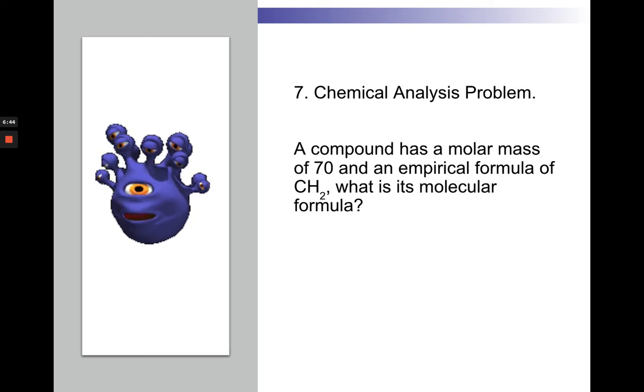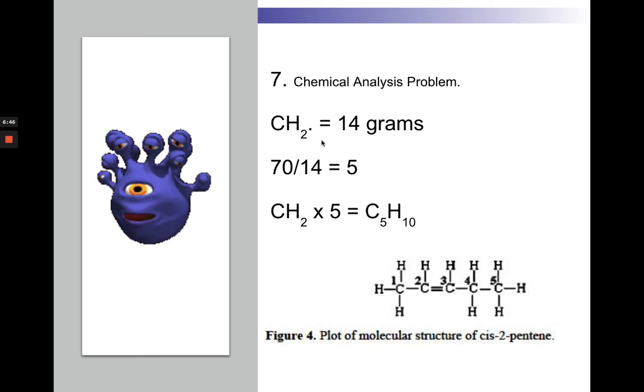Do you remember the steps? Well, the first thing you're going to do is figure out the empirical formula mass. So carbon is 12 and each hydrogen is 1, giving us 14 grams. We're going to see how many times 14 goes into the molar mass of 70. That's 5 times. And so then we will multiply the subscripts by 5 to figure out the actual molecular formula. So that would be C5H10.